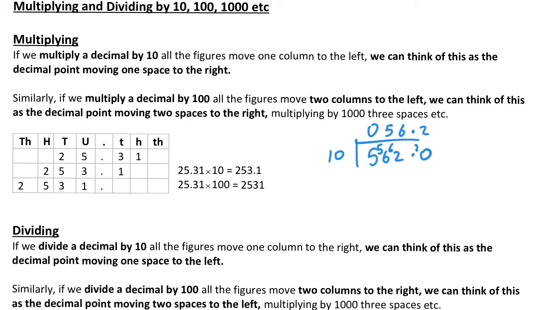So what we can see is that the 5 was 100, it's now a 10. The 6 was a 10, it's now a unit. And the 2 was a unit, is now a tenth. So all the numbers have been moved 1 column to the right, or the decimal place is moved 1 to the left. And the same goes for dividing by 100 or 1,000 or whatever.